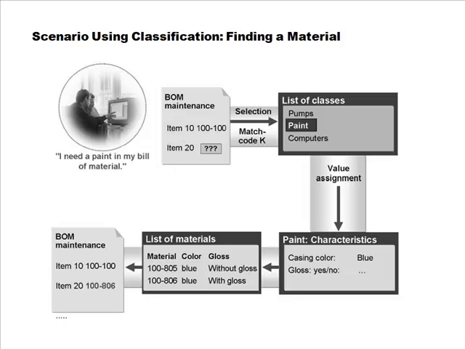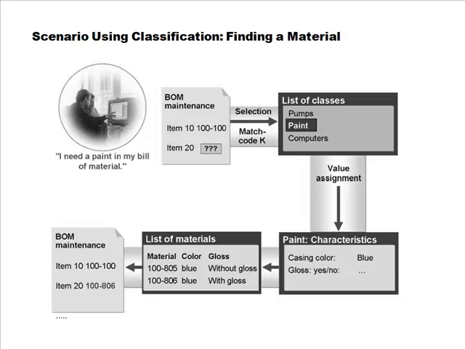They select paint, and then they say, okay, among the objects that are allocated to the paint class, I want to look for those objects that have color blue and gloss, yes or no, something. So they give the value for the characteristics that they're looking for. And the system comes back and says, okay, there are these two materials. In fact, for the gloss, they didn't put a value, so it gave both, with gloss and without gloss. So they said, okay, I don't care about the gloss, but I want only the blue paints. So they got two blue paints, out of which they then selected one of them. They just selected the second one.